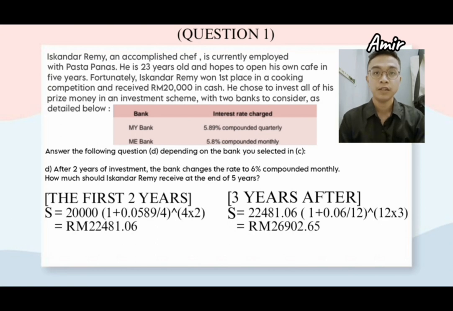And then calculate the next 3 years, which is S equals 22,481.06 (1 + 0.06/12), which is compounded monthly, to the power of 12 times 3, and the answer we get is 26,902 ringgit and 65 cents.